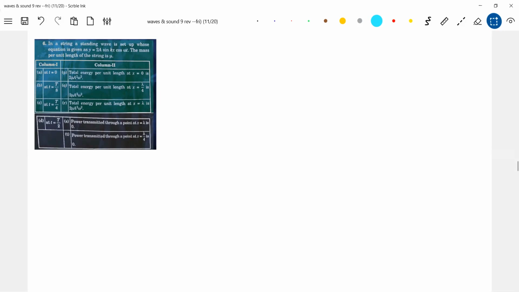Okay, so I think we'll proceed like this. Two options will come. First for option A, t equal to 0. The time intervals are given, no? t equal to T by 8, T by 4, and T by 2. Okay, let me start.